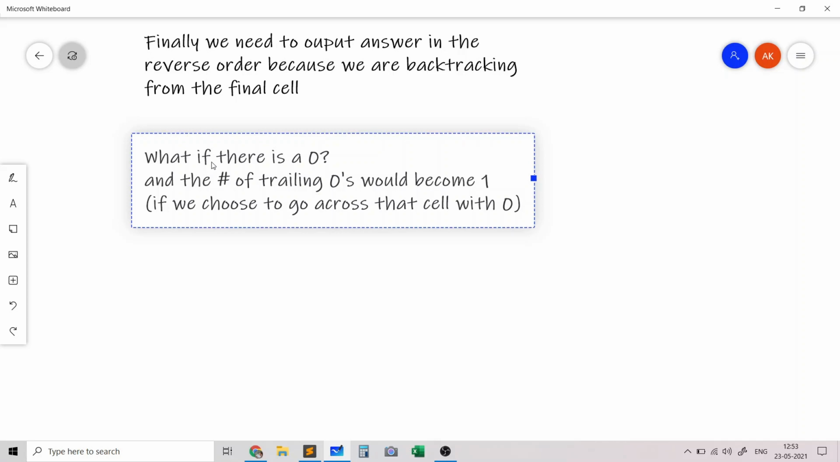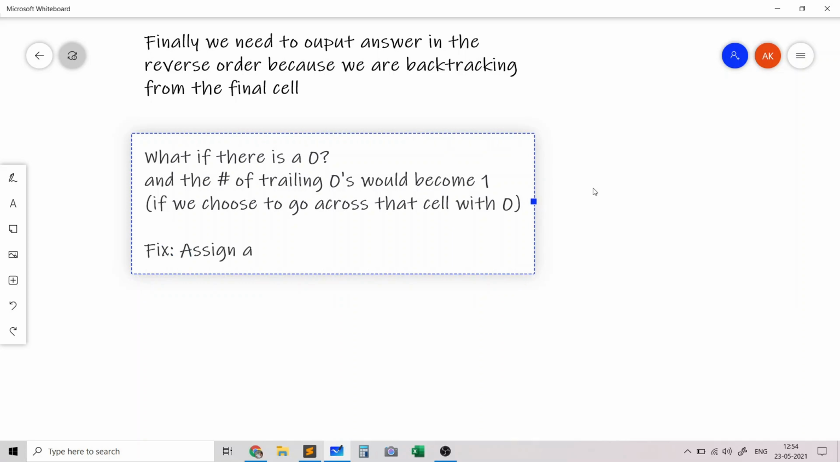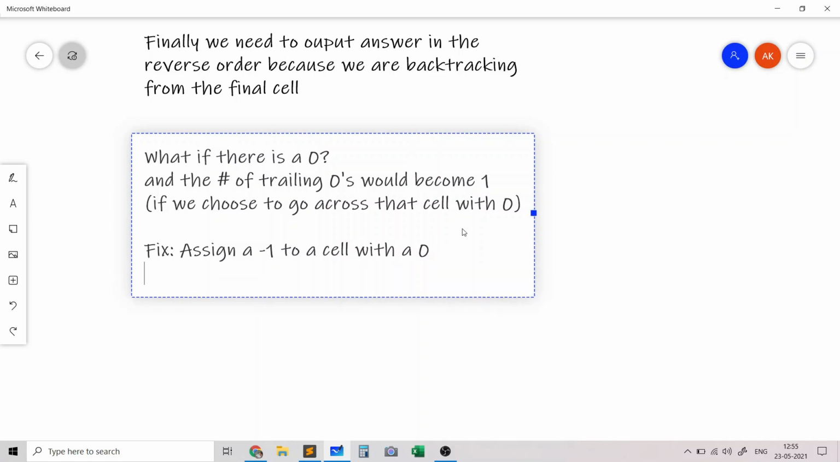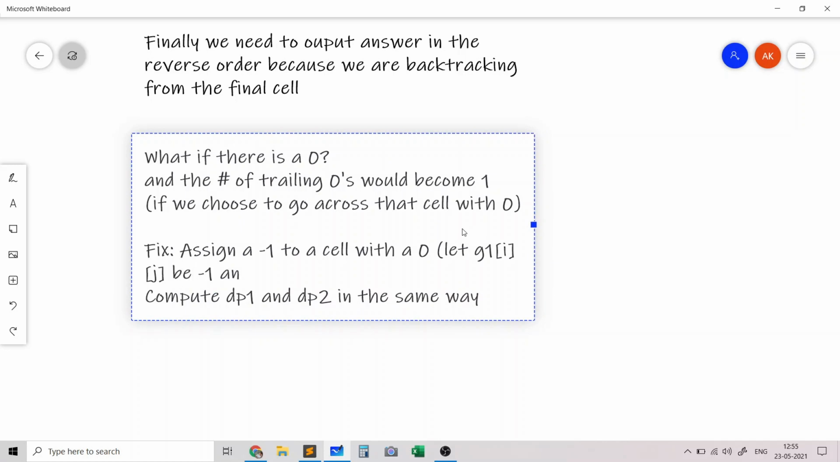And the way to address this issue would be to assign a value of -1 to 0. So the fix is to assign -1 to a cell with a 0. Now once we assign -1 to the cell with 0, compute dp1 and dp2 in the same way. So by -1 I mean let g1 of ij be -1 and g2 of ij be -1, and compute dp1 and dp2 in the same way.